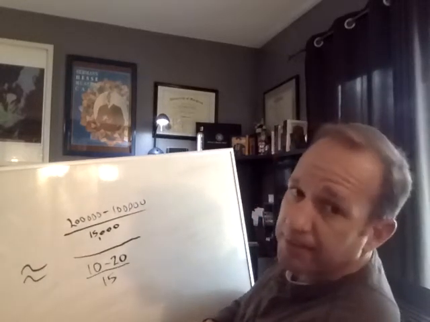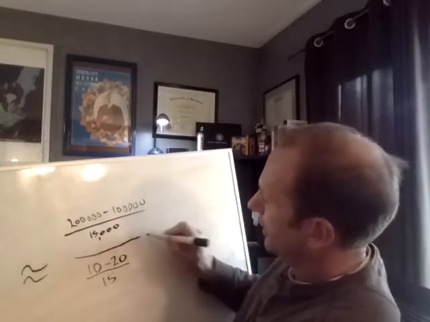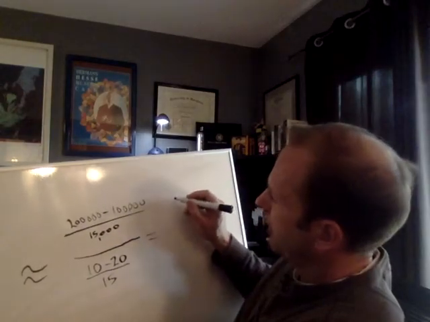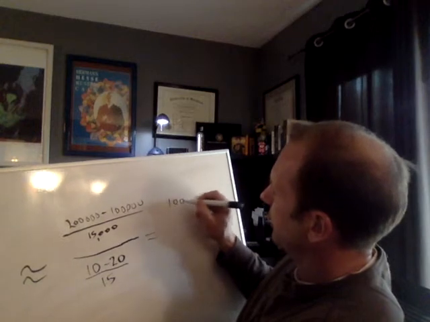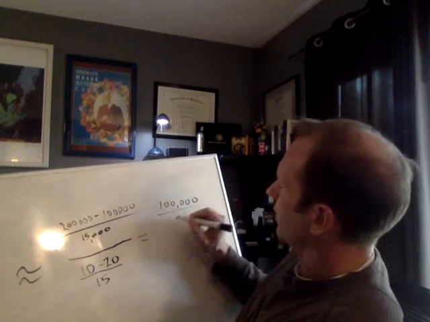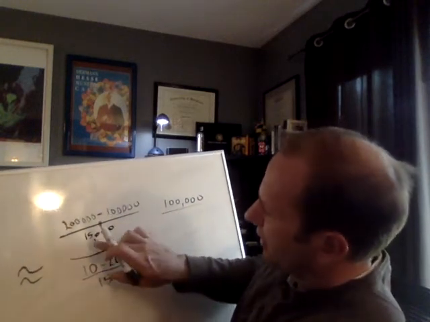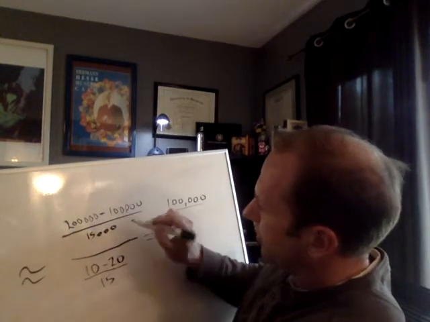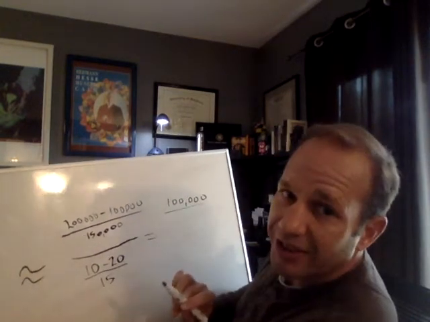So there's my setup. And then this is going to equal, I'm seeing 100,000 up here over, whoops, I forgot a zero in there, didn't I? Whoopsie. I wrote 15,000, you knew that.